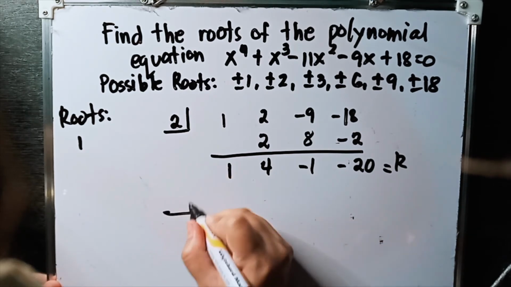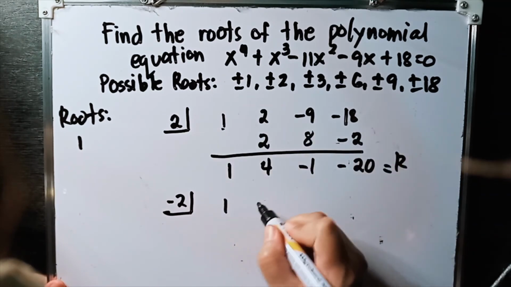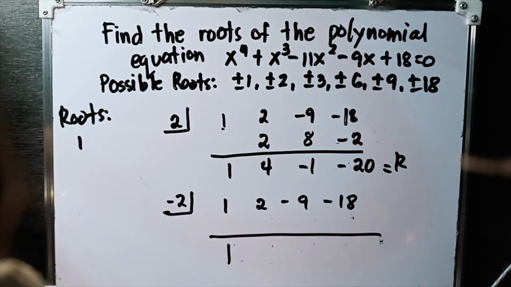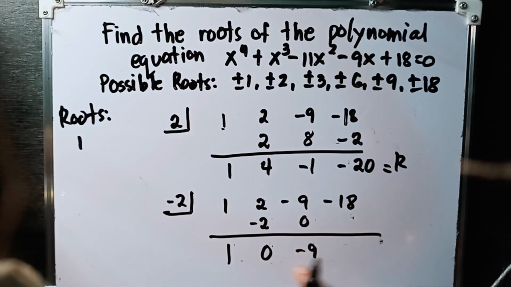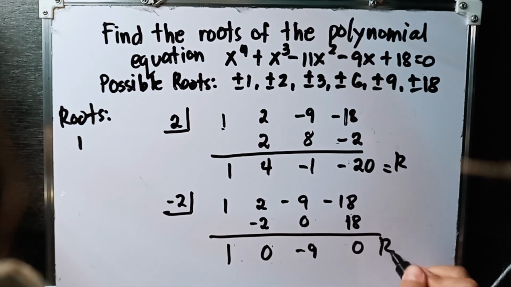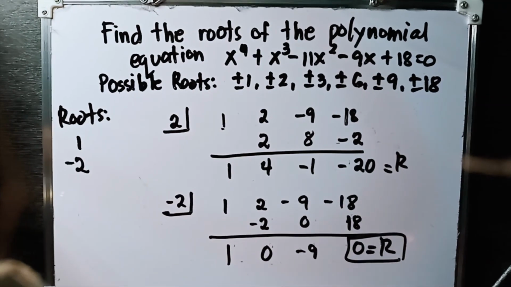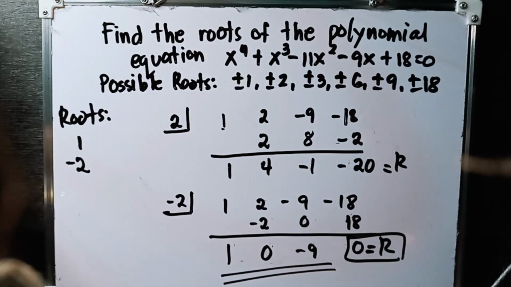Let's try negative 2. So we will again use this one: 1, 2, negative 9, negative 18. So we bring down 1. 1 times negative 2 is negative 2. We have 0. 0 times negative 2 is 0. We add, we have negative 9. Negative 9 times negative 2 is positive 18. So here we go. The remainder is 0. So it means that negative 2 is one of the roots. Let's now work on the depressed equation 1, 0, negative 9.